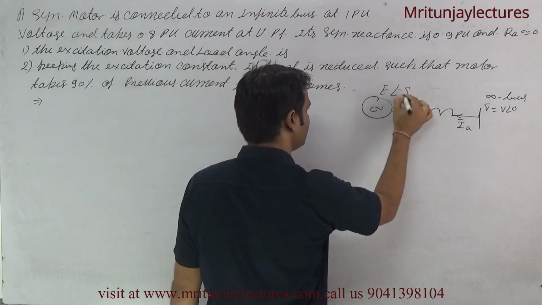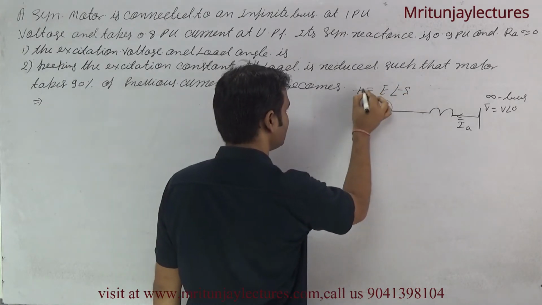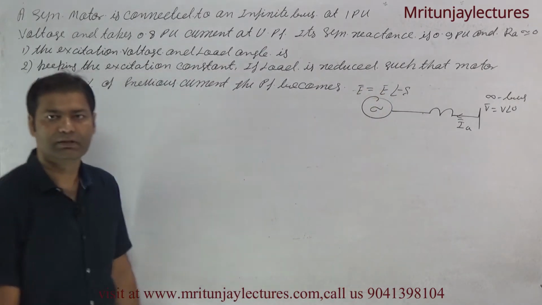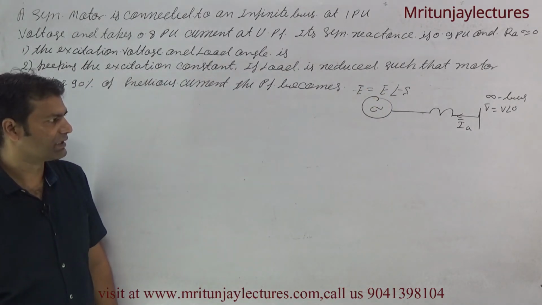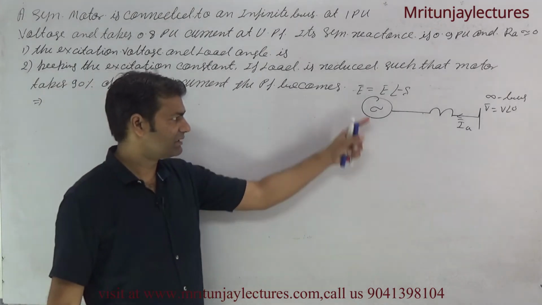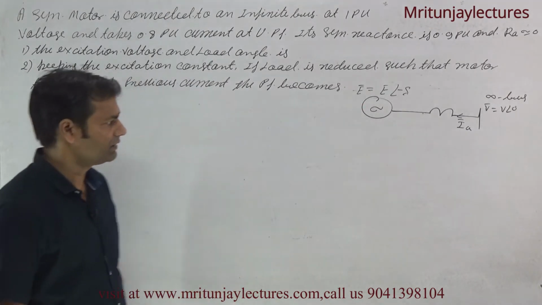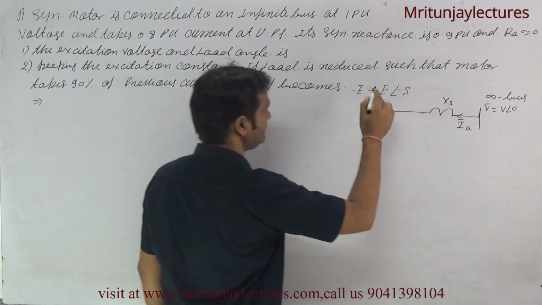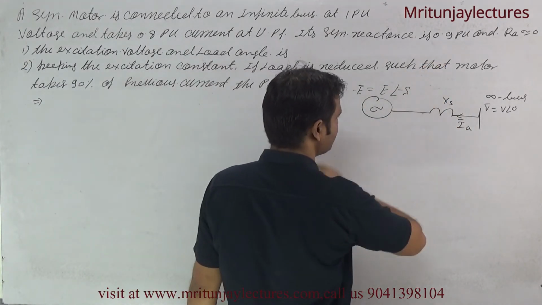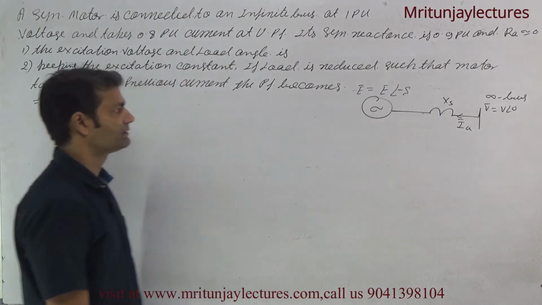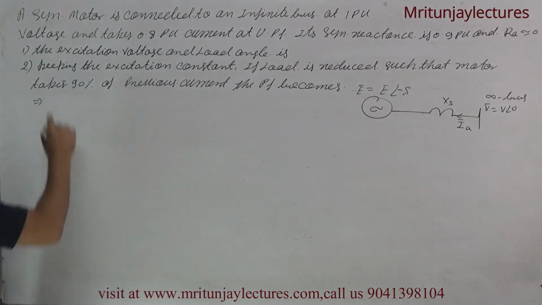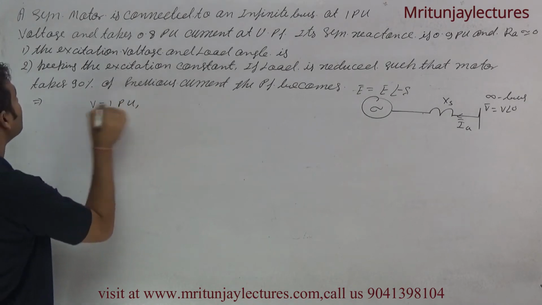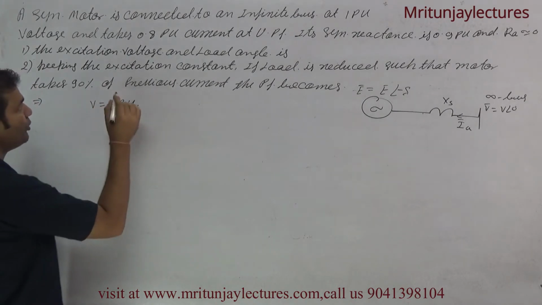For a synchronous motor, the excitation voltage is written as E at the angle minus delta. If V is equal to V at the angle 0, then E is written as E at the angle minus delta. Ra is equal to 0, so Zs is equal to jX. Now corresponding to the question, V is written as 1 pu and taken at angle 0.